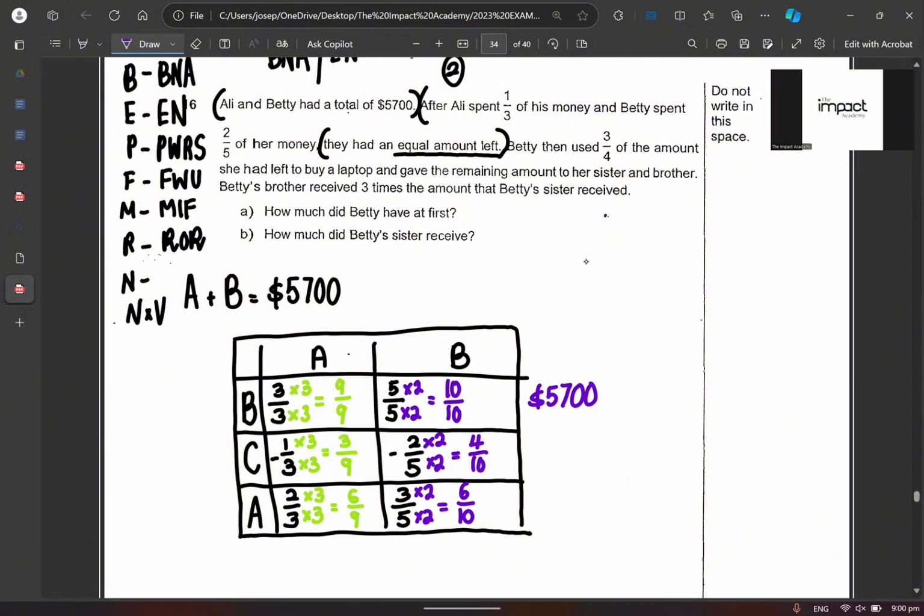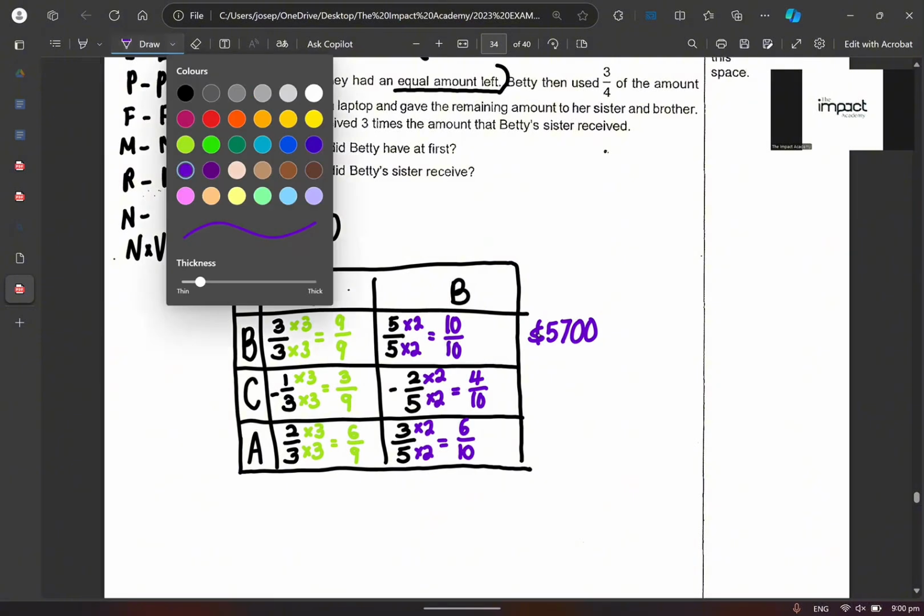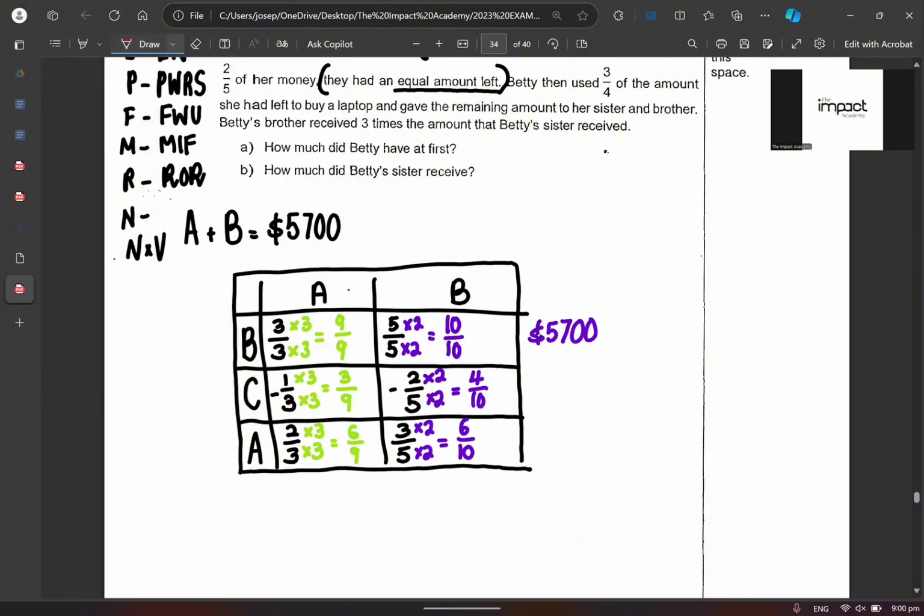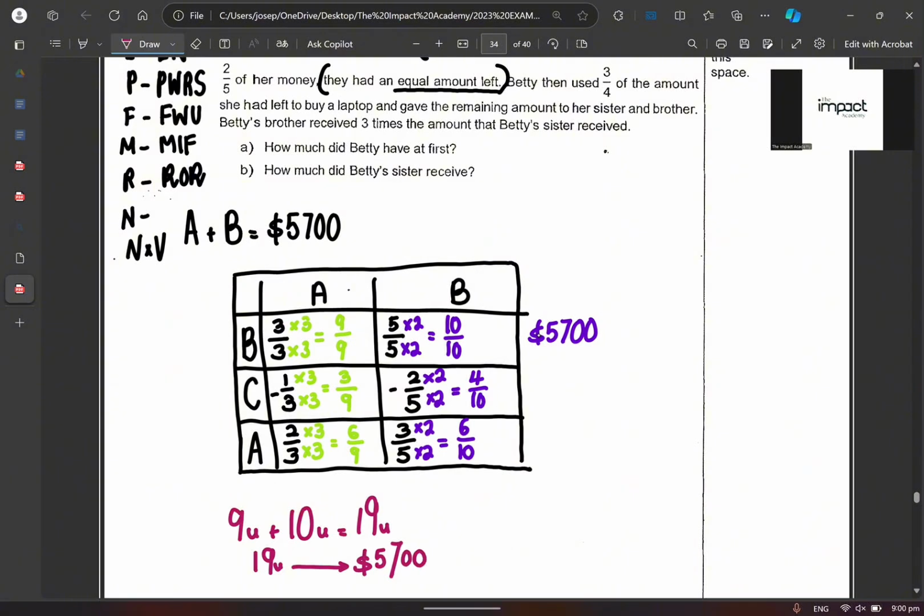I understand. Okay, so you can see this 5,700. What can you all see from here? Do you all agree that when I add them up together, 9 and 10 units, it goes to 5,700? Yes or no? Yeah, very good. Thanks for correcting me. So we will say 9 units plus 10 units is equals to 19 units. And 19 units is actually equals to how much? 5,700. Is this something that you all can understand?